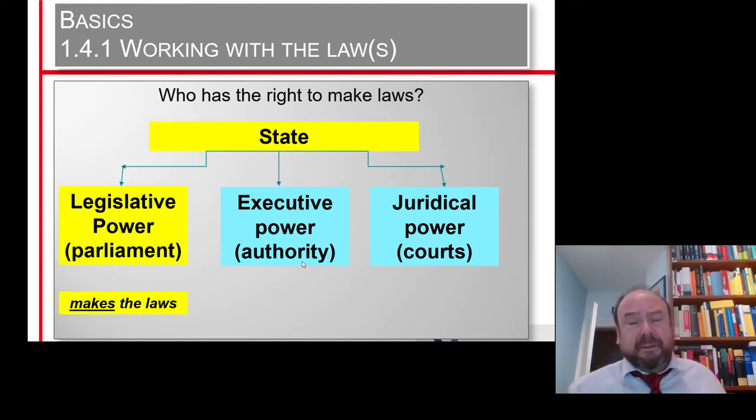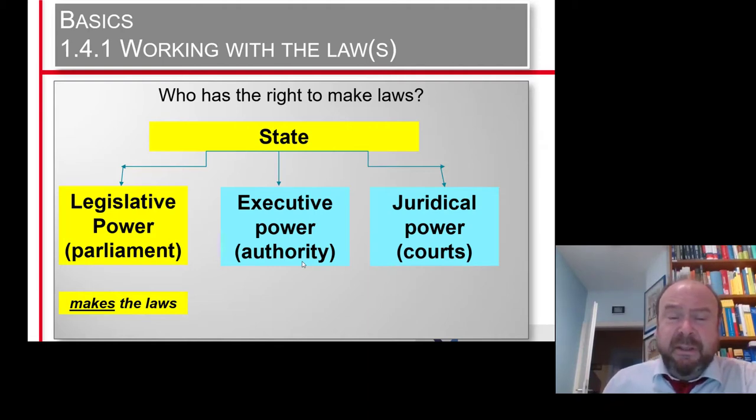In principle, or in general, there is the idea that the state has up to three different kinds of powers. There is legislative power, so the power to give a law, the executive power, that is the authority to carry through what the law demands, and the juridical power, so to decide legal matters in court if there are disputes.